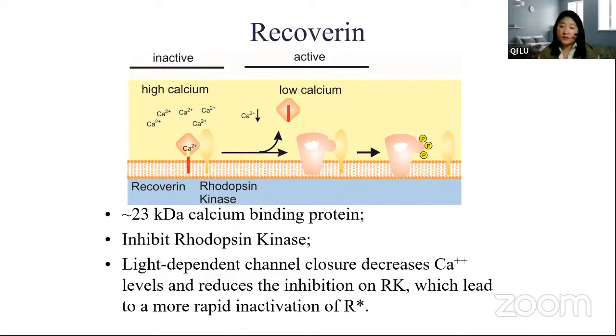Recoverin inhibits rhodopsin kinase and is calcium dependent, only functional at a low calcium concentration. As the light-dependent channel closes, it decreases the calcium concentration level and reduces the inhibition on rhodopsin kinase, which leads to a more rapid inactivation of rhodopsin star.